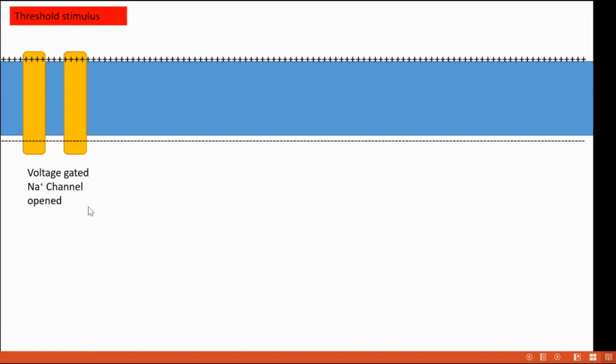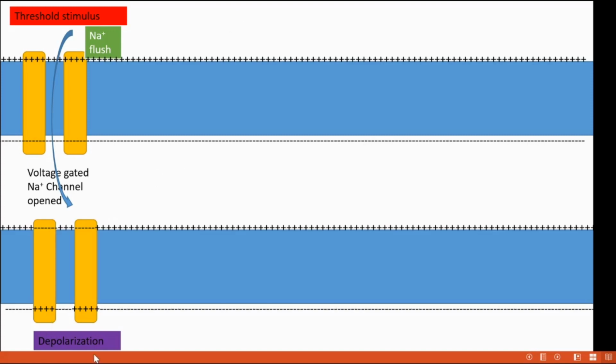When they open, what will happen? Sodium is rushed towards the inside because sodium's amount is more outside: high concentration here and low concentration here. So whenever an opening is found, it rushes towards the inside. Then what happens? Depolarization. A charge reversal happens at that particular point. Right.